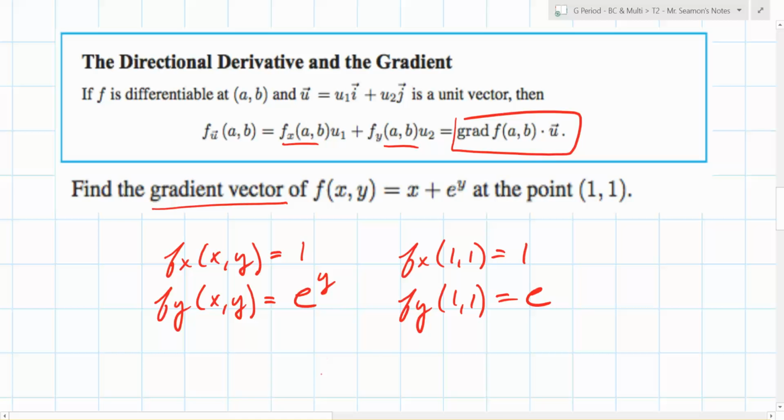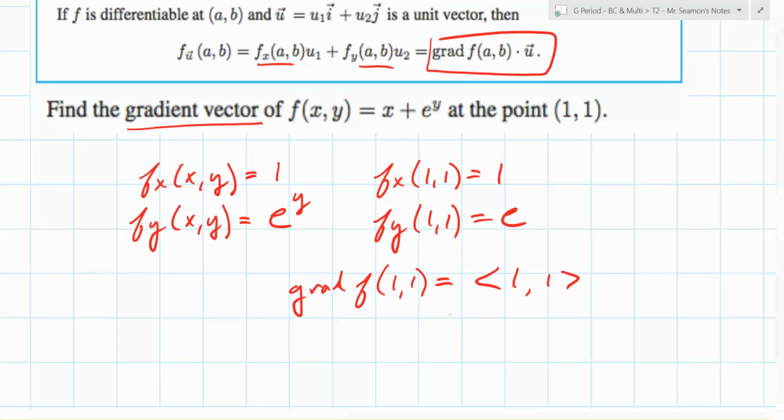So the grad f at 1, 1 is what? 1, e. What's another way to write that? 1i plus ej. Yeah, you can write it either way. This is my preference. I like writing vectors like that. It's easier for me to see. So that's the gradient vector.